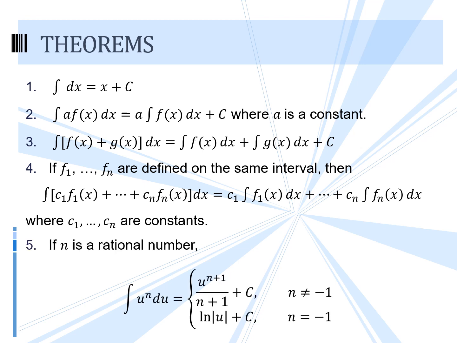Theorem 5. If n is a rational number, then the integral of u raised to n du is equal to u raised to n plus 1 all over n plus 1 plus c if n is not equal to negative 1, and the natural logarithm of the absolute value of u plus c if n is equal to negative 1.